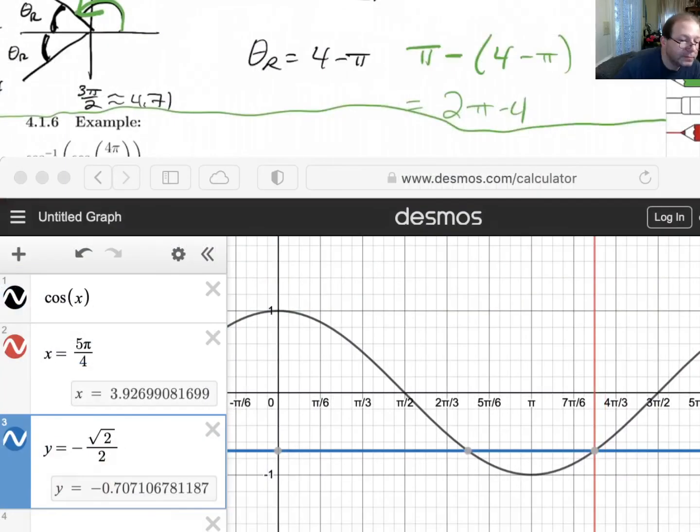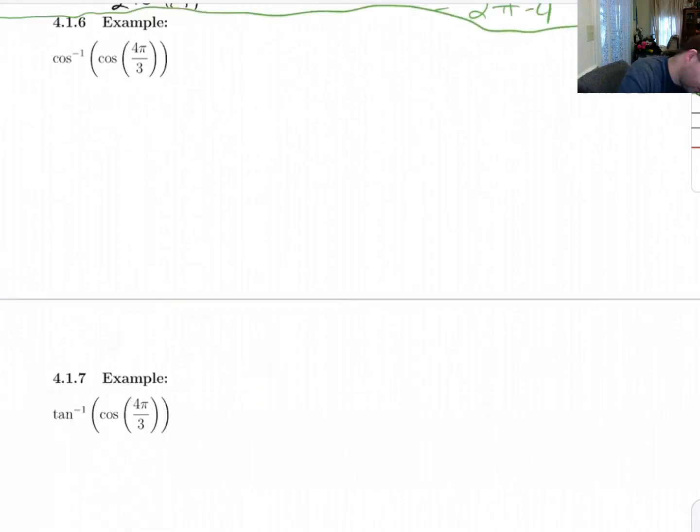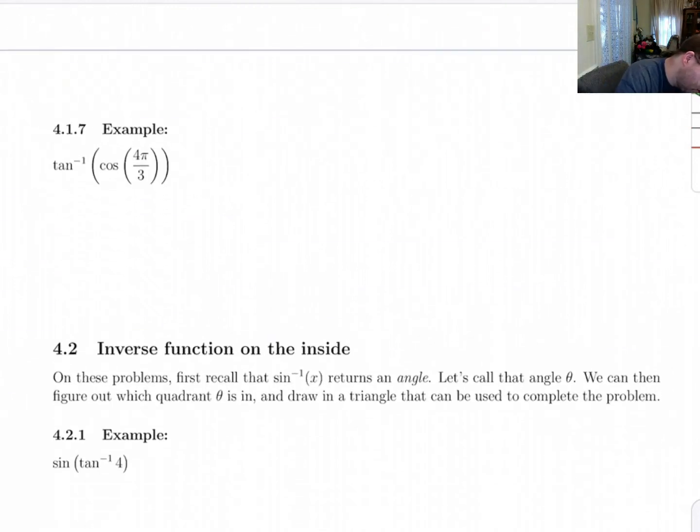All right, this video is getting long. I'm going to skip the next example, and I'm going to do the last example. Inverse tan of cosine of 4 pi over 3. Okay, we've got different trig functions here.